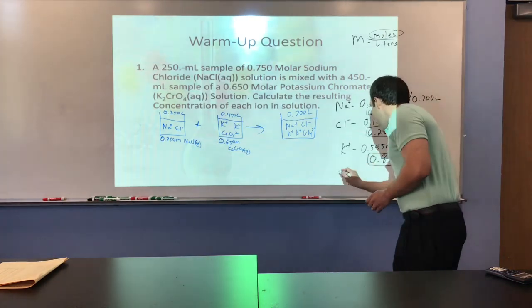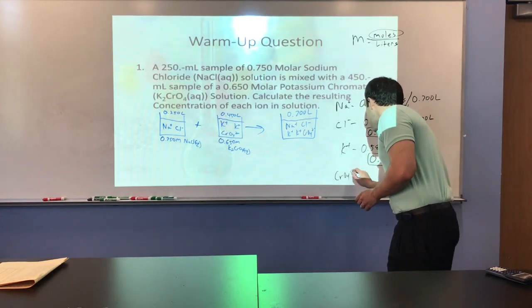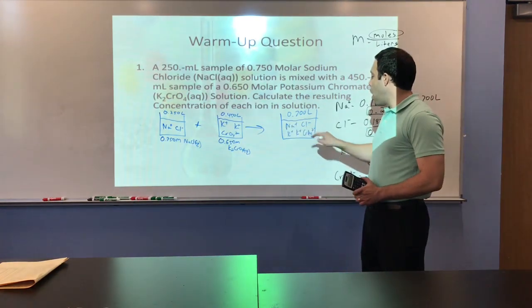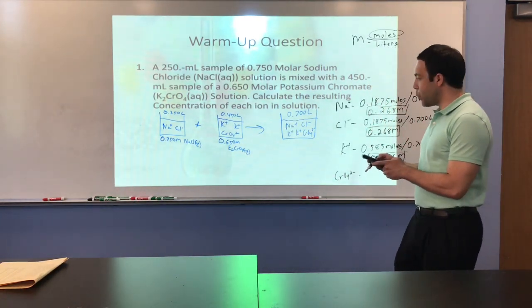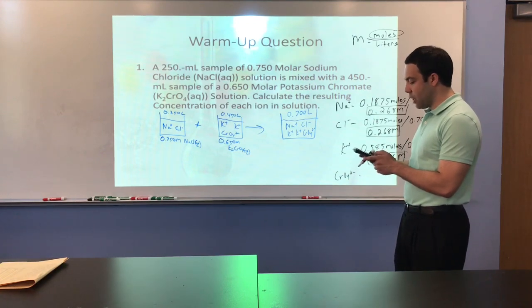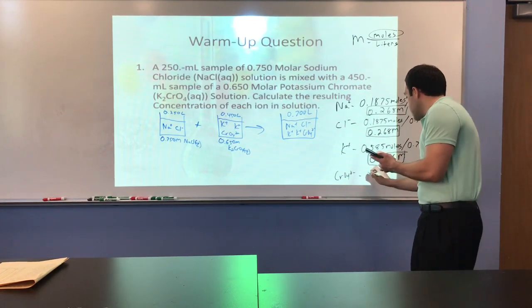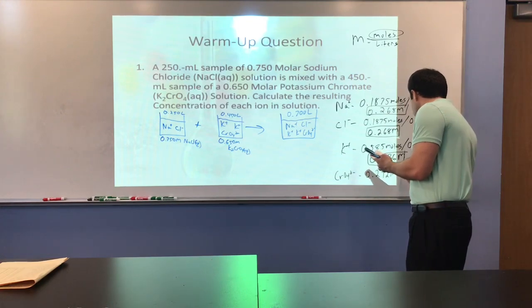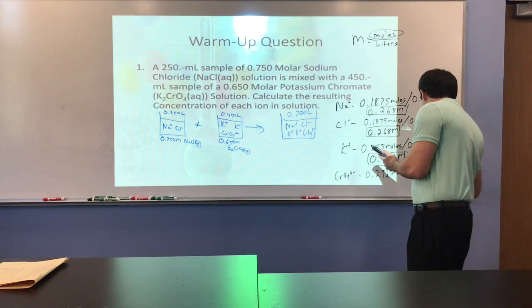When we do chromate CrO4 2 minus, we don't double it because there's only 1 chromate in solution. So we do the 0.450 times 0.650, and we get 0.2925 moles. Once again, divide that by 0.700 liters.